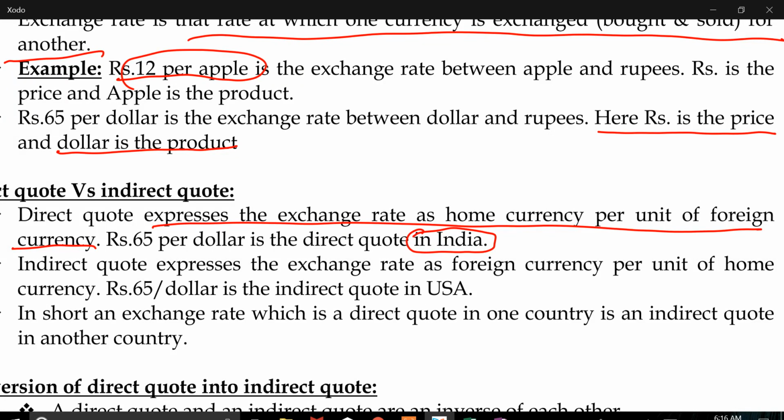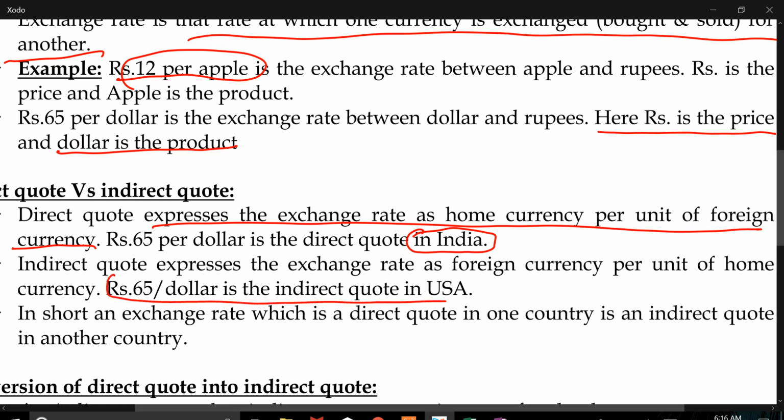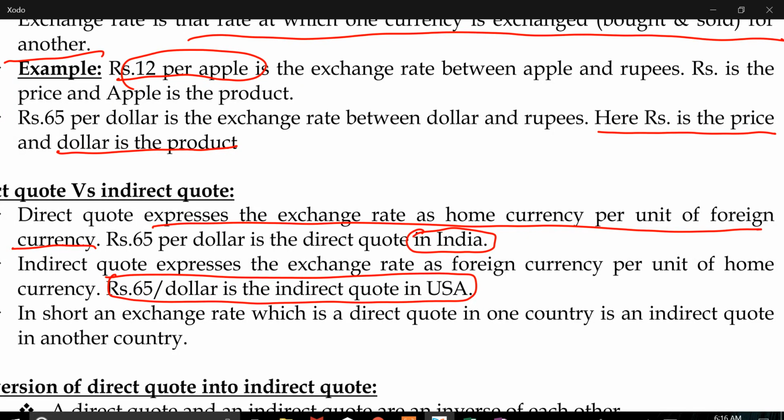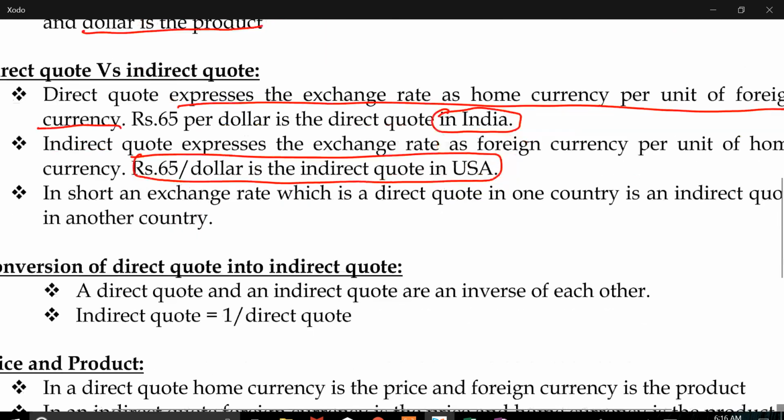An indirect quote expresses the exchange rate as foreign currency per unit of home currency. 65 per dollar is the indirect quote in USA. So when you go to USA and say rupees 65 per dollar, they'll understand he's talking about an indirect quote, not a direct quote. An exchange quote which is direct for India will become indirect for USA, and which is direct for USA will become indirect for India. So in one country it is direct, in the other country it is indirect. Any doubts till now? That's the basic start we have done.